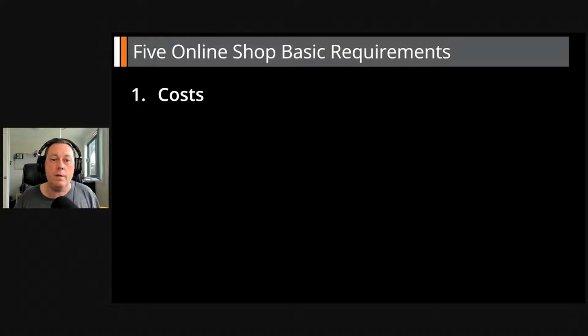Okay, so there are 5 key metrics that you should consider before choosing a platform for your new online shop. The first one is costs. So you should have a budget in mind for implementing your online shop that covers things like purchasing the service or the components for that, running the online shop, and maintaining the e-commerce platform. So the first thing is cost.